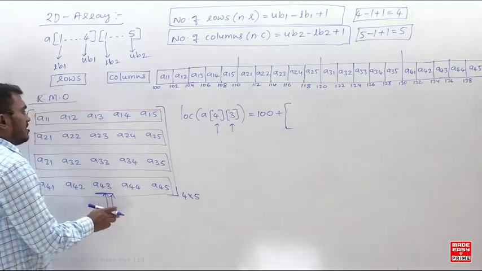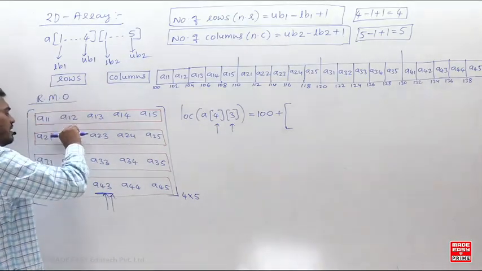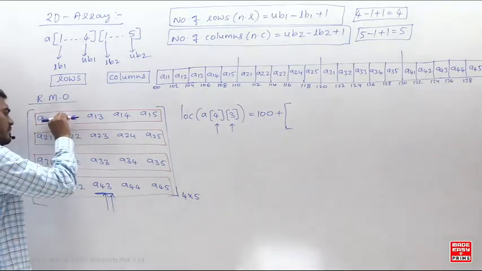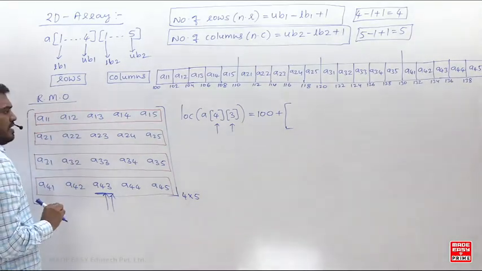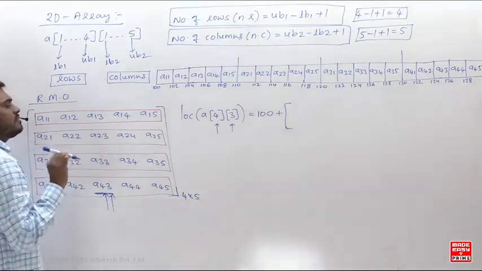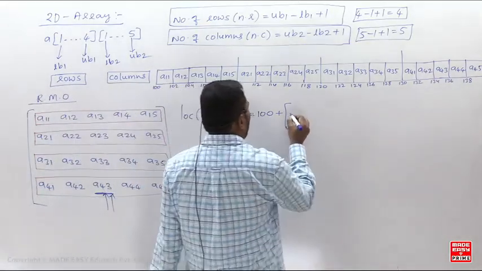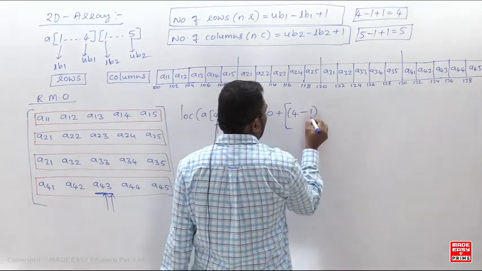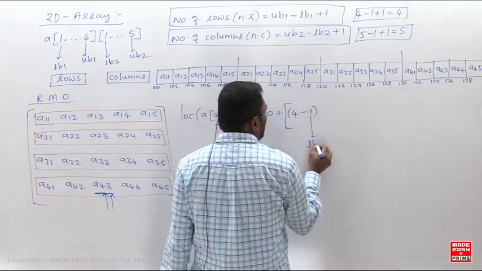Is that clear? So understand here: the first row, second row, and the third row. These 3 rows you have to completely cross. I'm repeating: to go to the fourth row, these 3 rows you have to completely cross. So look here: to go to the fourth row, you have to cross 4 minus 1 rows.